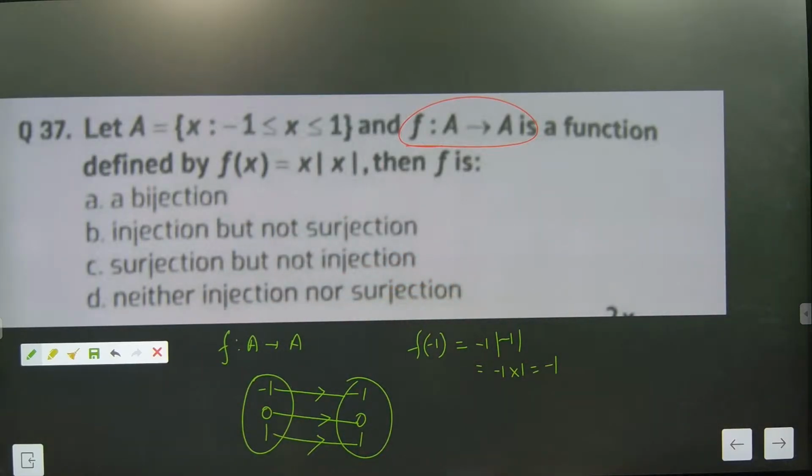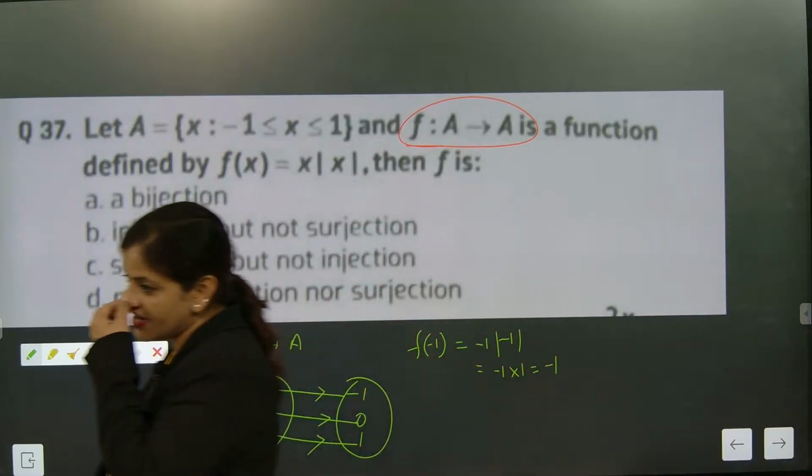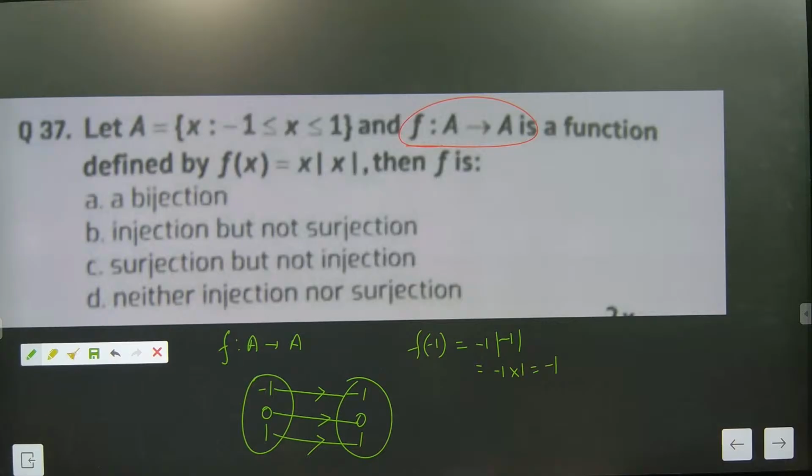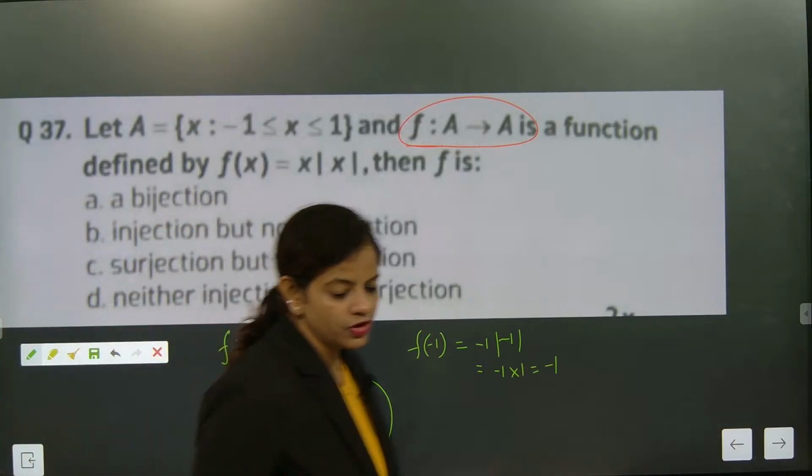Did you understand? Bijective. Super. So that means what? You need to check the domain, please. Children, I am telling you, in the examination hall, remember my word.